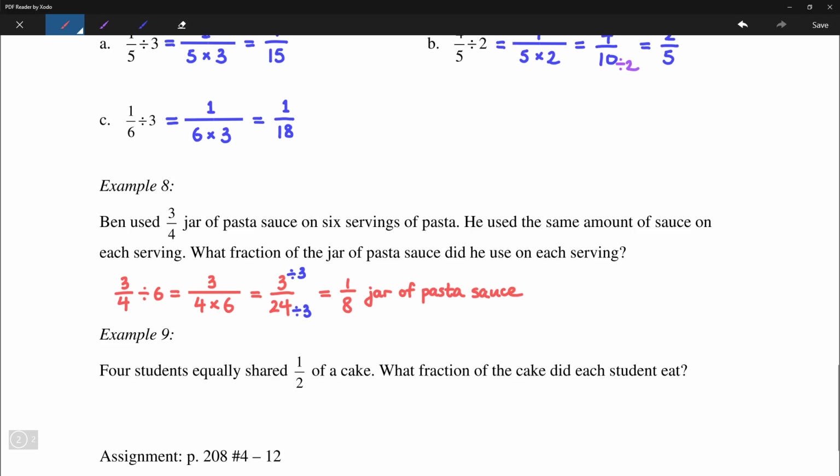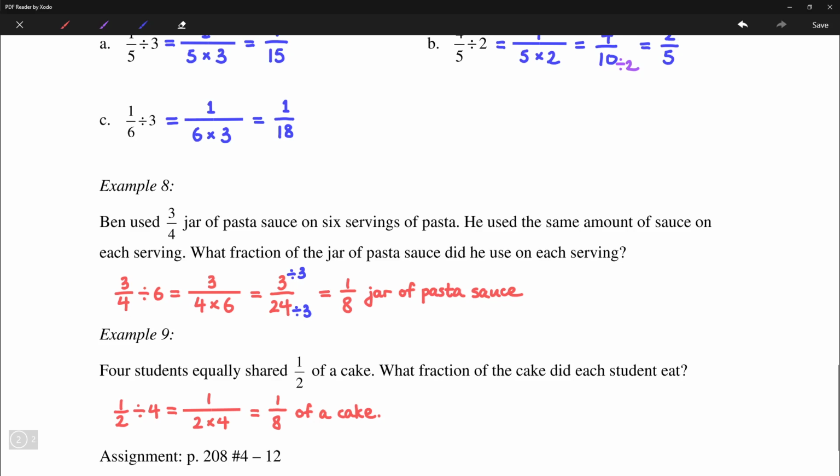Four students equally share half of a cake. Okay, very similar kind of question. We have 1/2 divided by 4. So if we were to write out the whole thing, we'll get 1/2 times 1/4, which is, once again, 1/8 of a cake.